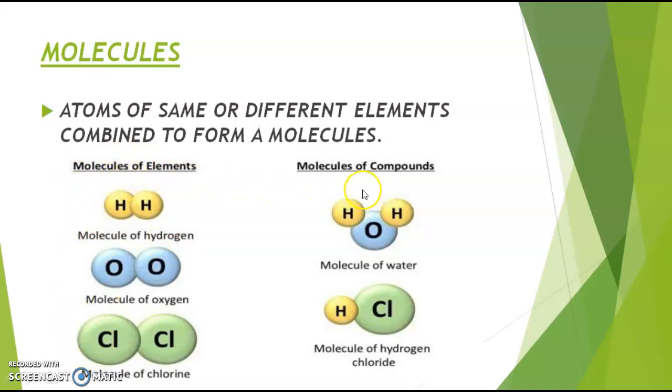On the other hand, the molecule of a compound. You know what compounds are? Compounds contain atoms of different elements. For example, water. Water has hydrogen and oxygen. So the molecule of water contains two atoms of hydrogen and one atom of oxygen. One more example, the molecule of hydrogen chloride. It contains one atom of hydrogen and one atom of chlorine. They combine together and form a molecule of hydrogen chloride.